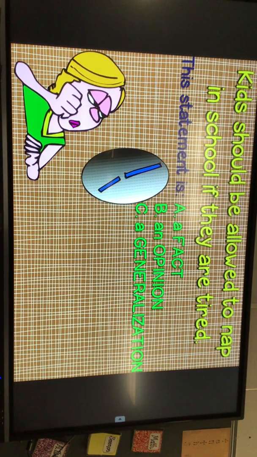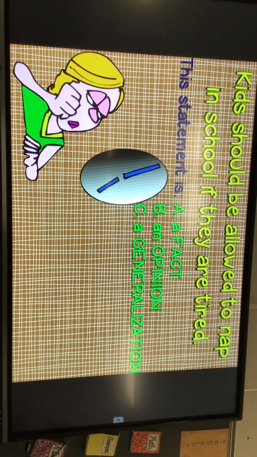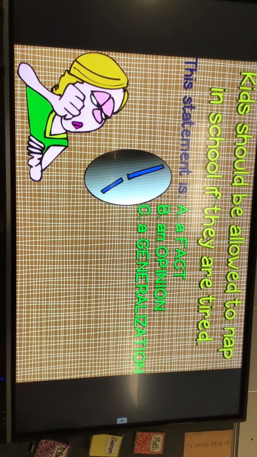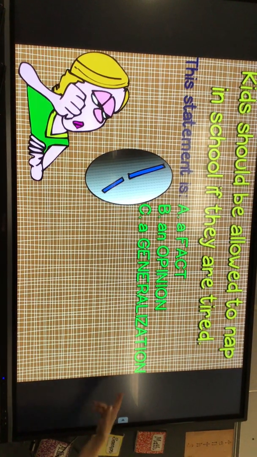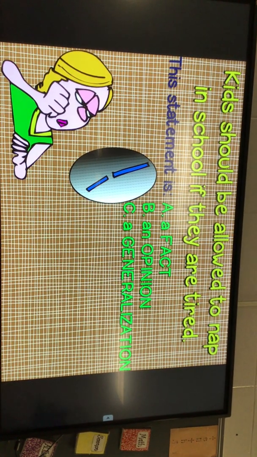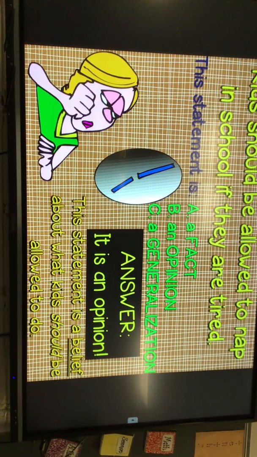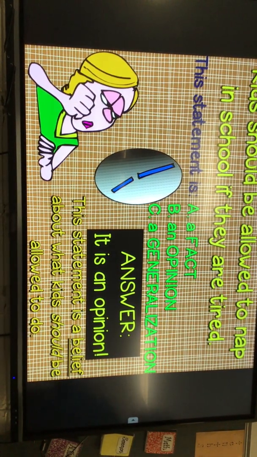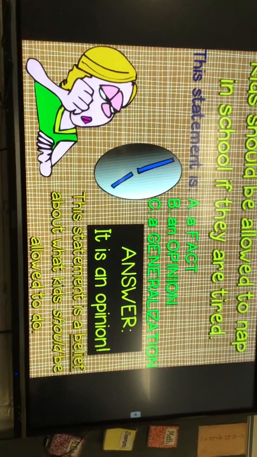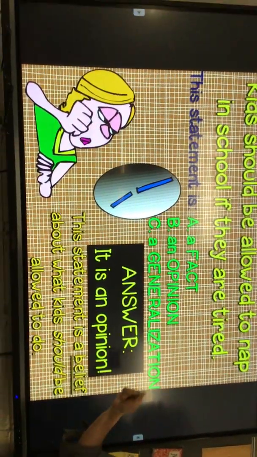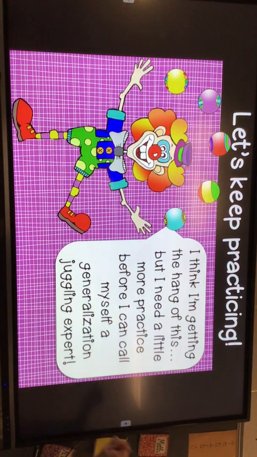Now, last one in this section, kids should be allowed to nap in school if they are tired. Fact, opinion, generalization. What you got for me? Okay, this one is 1, 2, 3. Opinions. Opinions are easy to, we can think, hey, does Savion feel this way, and would Miss Fluker feel differently? So that lets us know that it would be an opinion because, yes, some people want to nap. All right, let's keep practicing.